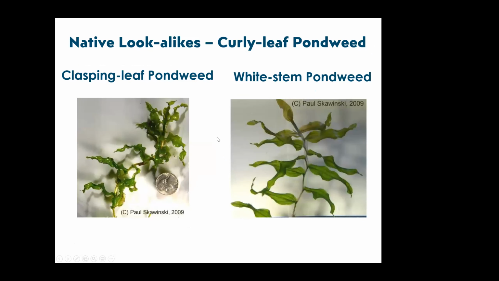So here's a couple of examples. You can see clasping leaf pondweed. It has that same wavy kind of shape, but when you take it out of the water, it's not as rigid. It's not as pronounced. It also has what you would call an entire, or smooth, leaf edge or margin. And then the white stem pondweed is very similar, with a smooth edge and a little bit of wave, but not as wavy or lasagna-like as the curly leaf pondweed.